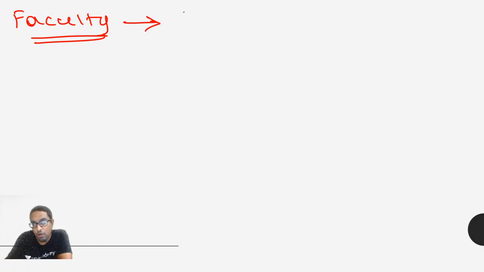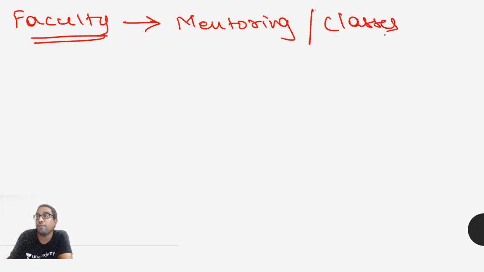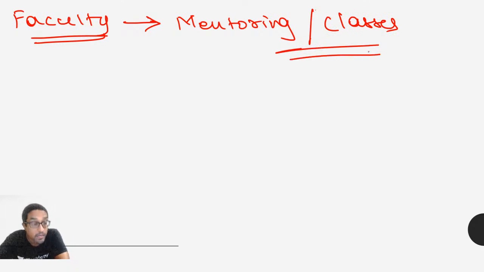Then comes the third biggest issue, which is the availability of faculty. See, optional is a journey. You need to have a faculty, either for mentoring or classes. For example, there are optionals like computer science, there are optionals like medical science. There are very few faculties, even if they are not really actually UPSC faculties.